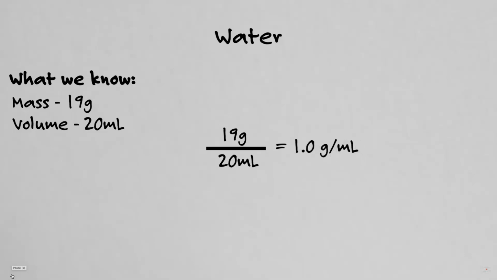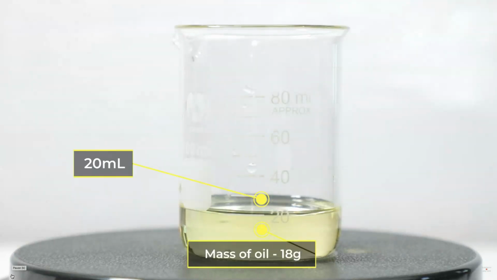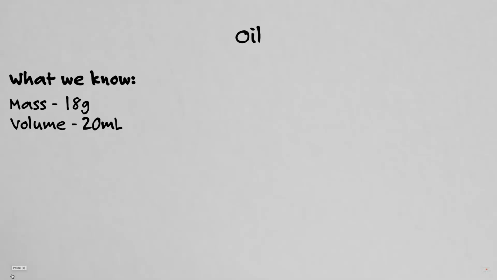As a side note, the density of water varies slightly with temperature. I get this figure as my scale is not precise to the 10,000th place. Now let's do one more example. Let's do peanut oil. We measure the mass, 18 grams, and we get a volume of 20 milliliters. Divide the mass of 18 grams by 20 milliliters, and we get a density of 0.9 grams per milliliter.